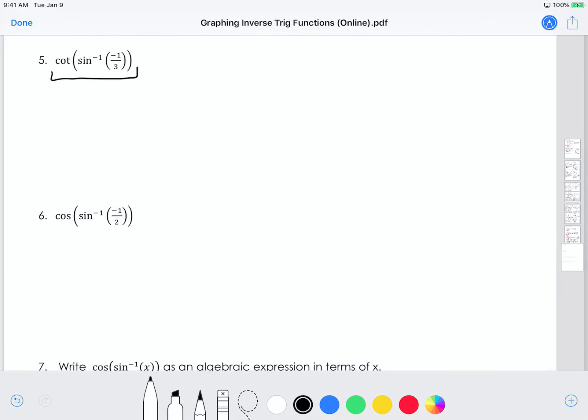So for this example here, we have cotangent and then inverse sine of negative 1/3. And remember, because this is inverse sine, that represents an angle. So I'm going to take cotangent of some angle. Well, that negative 1/3 is not on our unit circle. It's not one of our key angles. So we're going to have to use a triangle to figure this out.